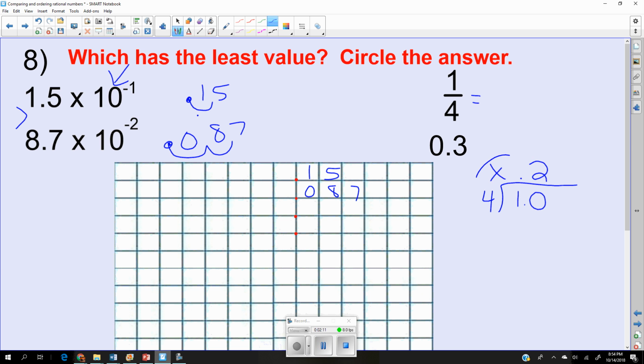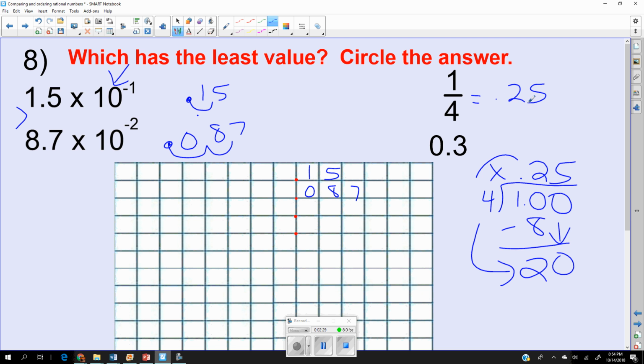4 times 2 is 8. 10 minus 8 is 2. We have a remainder. We got to add a 0, bring it down. And 4 times what is 20, which is 5. So 1/4 is equivalent to 0.25. Let's put that on our grid. All right, so that's 25.